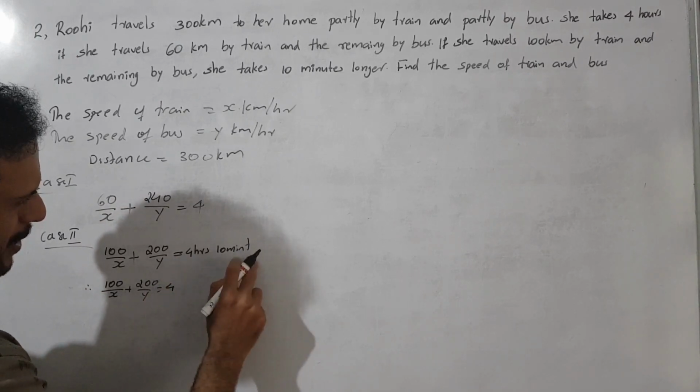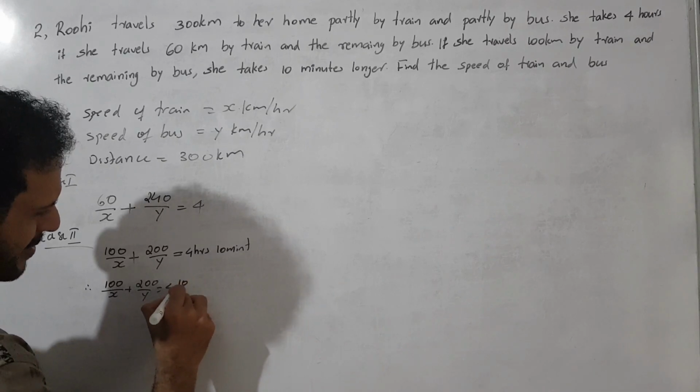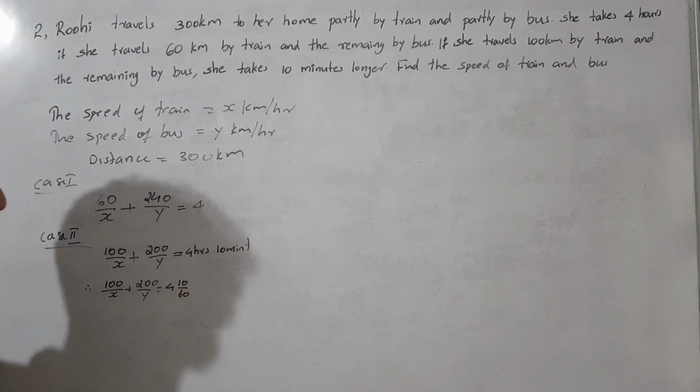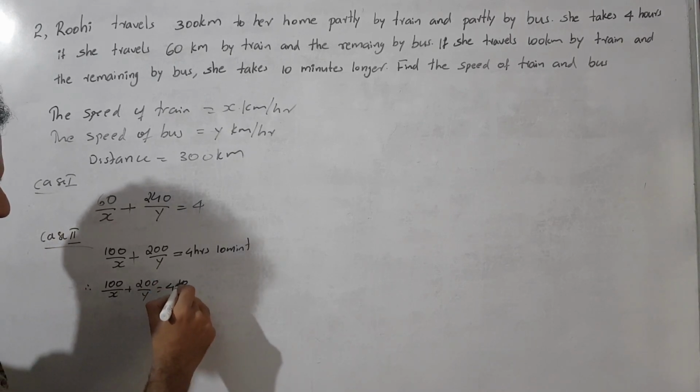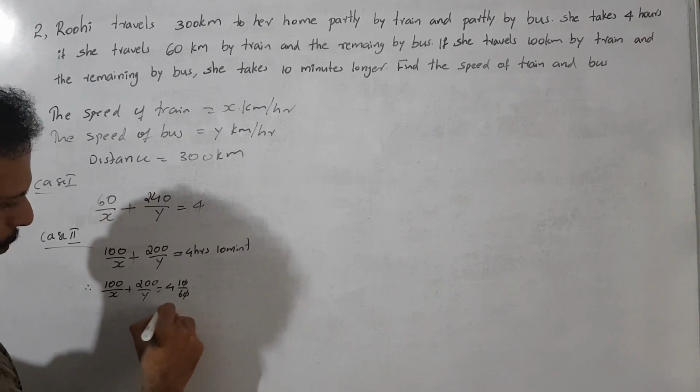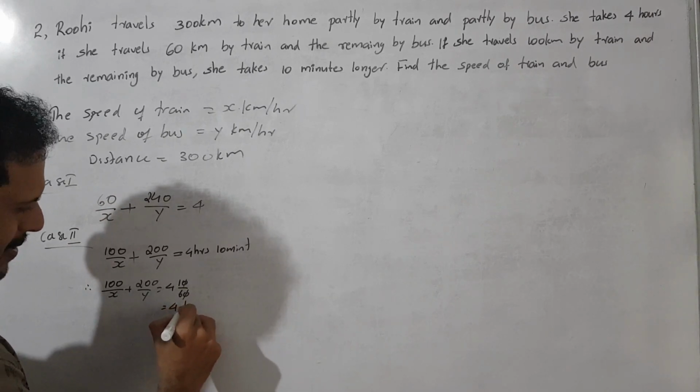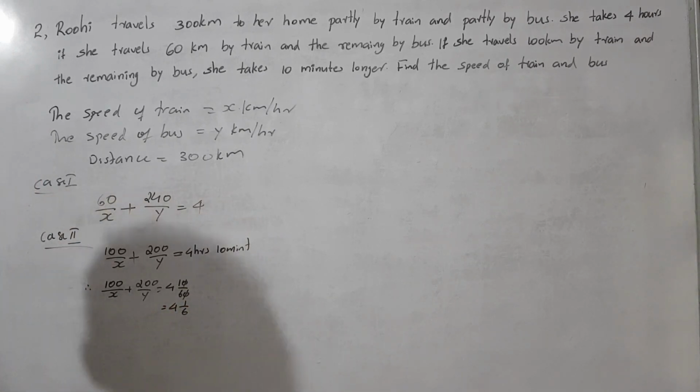How do we convert 10 minutes to hours? That is 10 by 60. Correct? 4 and 10 by 60. Then 0 and 0 cancel. Then we get 4 and 1 by 6, which is a mixed fraction. Correct? 4 and 1 by 6 is a mixed fraction.